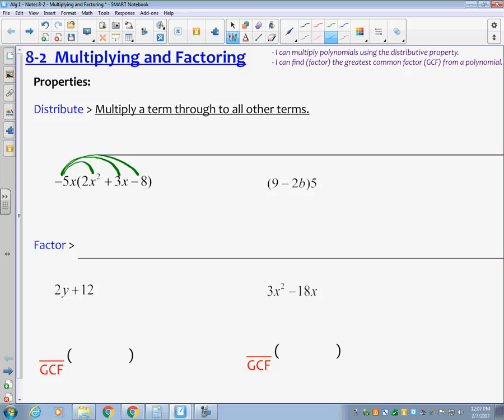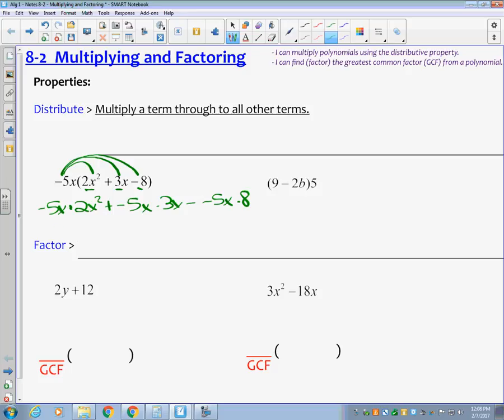I'm going to do it the long way. And then you guys will be like, why are we doing it the long way? I'm just doing it so you can see how it works. So we got negative 5x times 2x squared plus negative 5x times 3x minus negative 5x times 8. So each term, and there's 3 terms, gets multiplied by the negative 5x, and then we simplify.